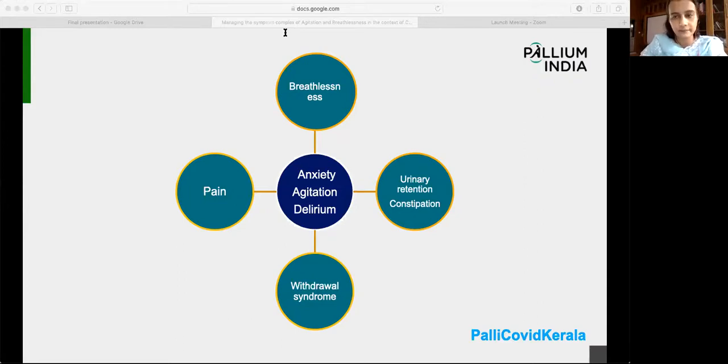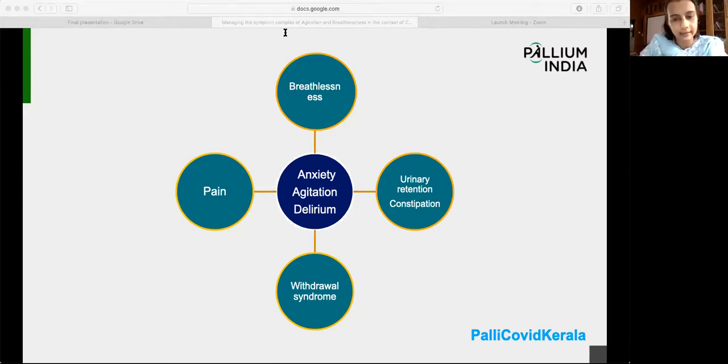So have they got retention, have they got constipation? And then the other one is the withdrawal syndrome. This was more relevant towards the initial stages of lockdown when all the beverage shops were shut and we did have lots of people coming with withdrawal syndrome.